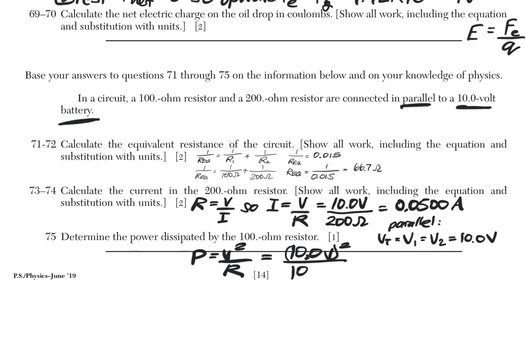So we do 10 squared over 100 ohms, and we get for power 1 watt, 1 single watt. So those are our answers for those three problems. All right, that's the circuit problem.